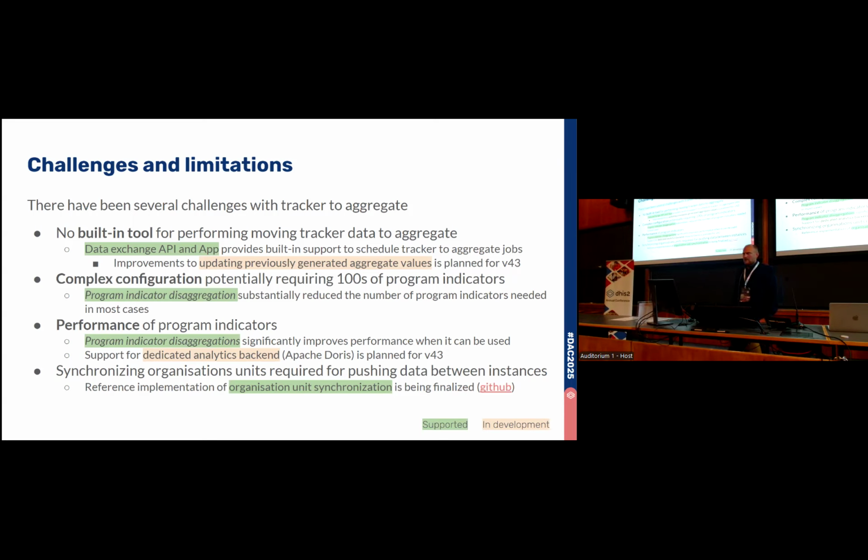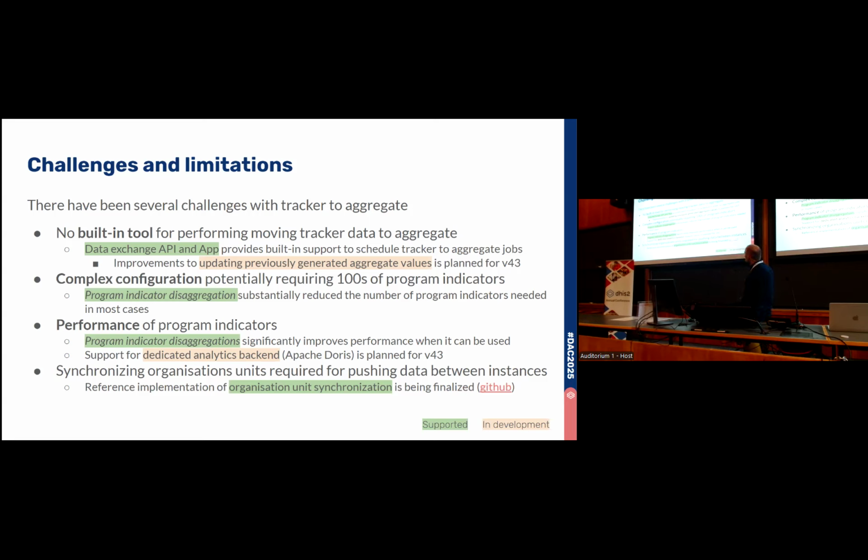So the first problem for a few years was that we didn't really have this data exchange app and service, so there was no way of doing this without having some outside script or tool for actually moving the data from the tracker domain to the aggregate domain. But now with the data exchange API and app, which I think was introduced in 39, we do have a way of doing this within DHIS2 with a user interface that you can use to set it up. So that issue of not having any built-in tools for doing this has been addressed.